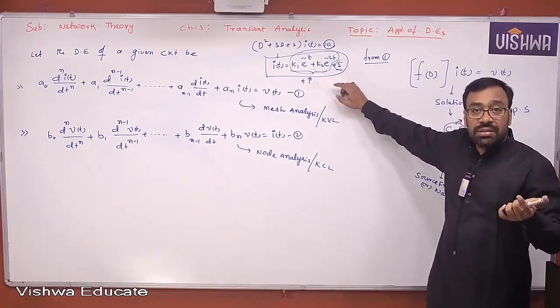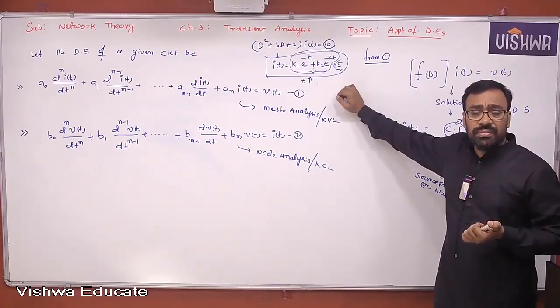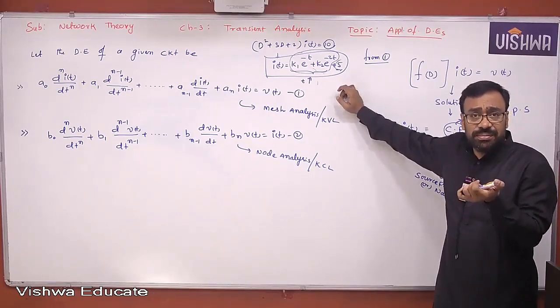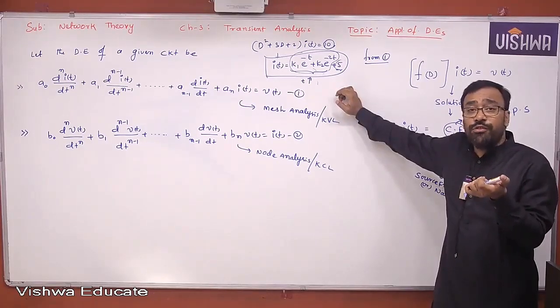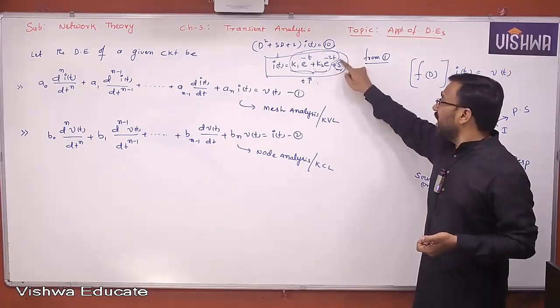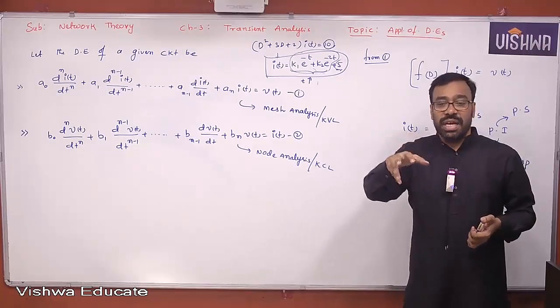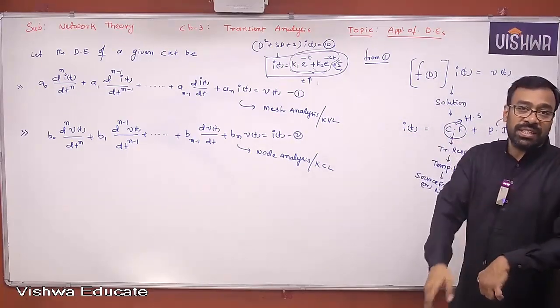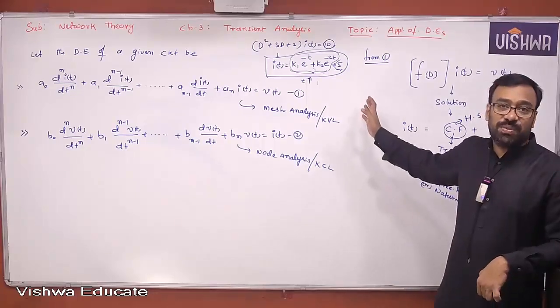Who is the main cause? Initial amount of energy stored. That means initial states. Yes or no, all of you? Initial states are the main cause for this particular transient response. But who is the main cause for this particular forced response? The external input. If there is no external input given to the system, then you can't get that steady state response. Yes or no, all of you?